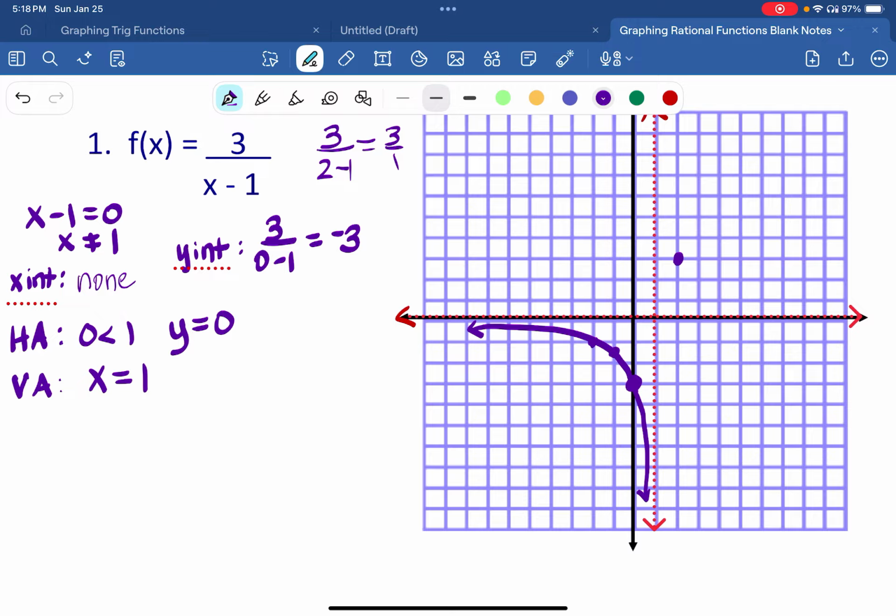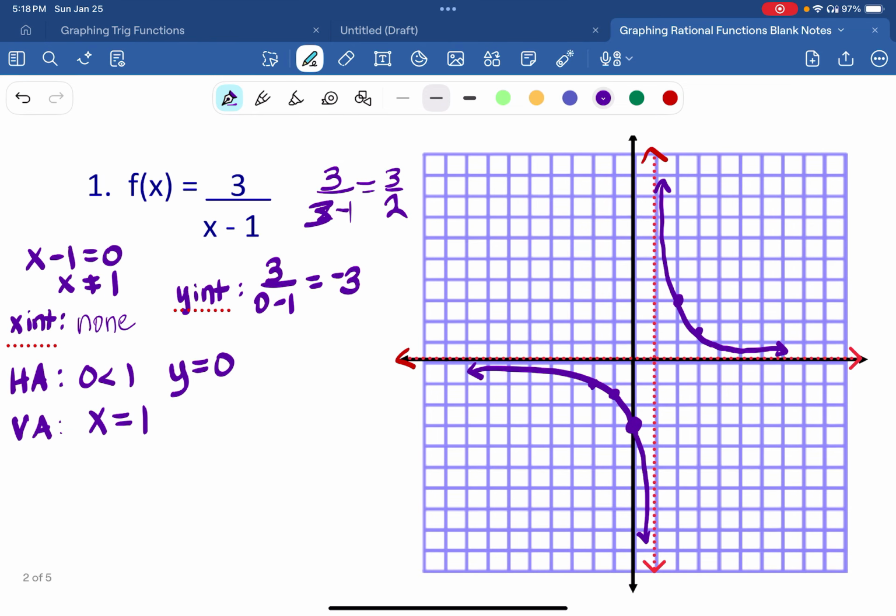We could plug in 3 as well. If I plugged in 3 here, I would get 3 over 2, which would be 1.5. So if I go over 3, I go up 1.5, which is about right in here. So that gives us enough to give this a pretty good sketch. There we go. And there you have it. So this is the graph of the rational function.